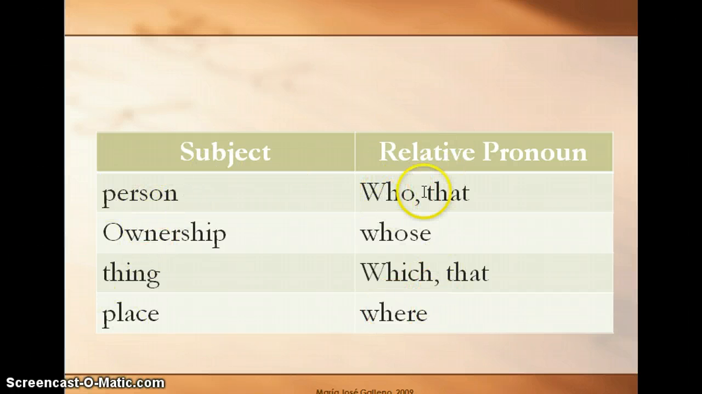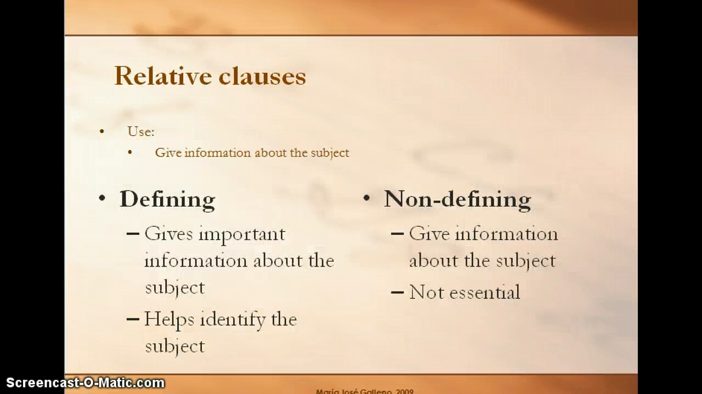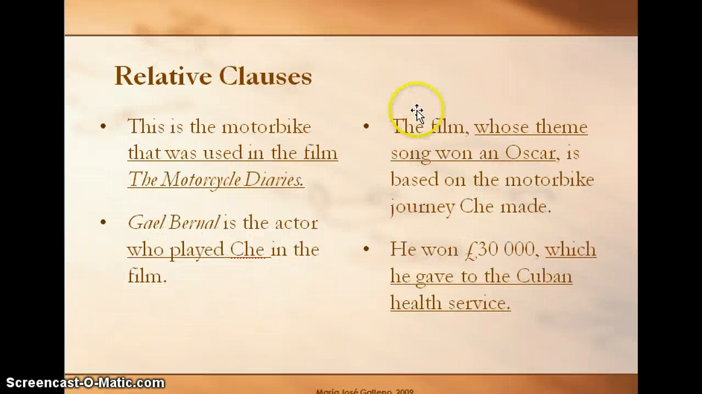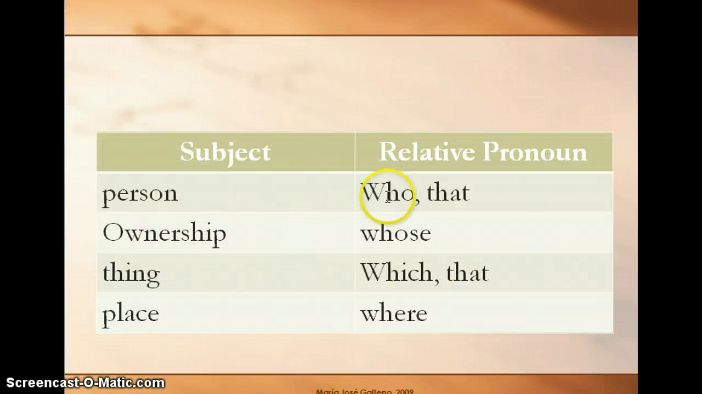The use of who or that in defining relative clauses is up to you. It's your choice. You have more variety. Whereas in non-defining, remember, non-defining were the ones with the commas, for example, the film whose theme song won an Oscar, he won £30,000, which he gave. In these cases we cannot use that. So we can only use who or which. That with a comma is never an option. So up to here is the basics of relative clauses, with the difference between defining and non-defining.